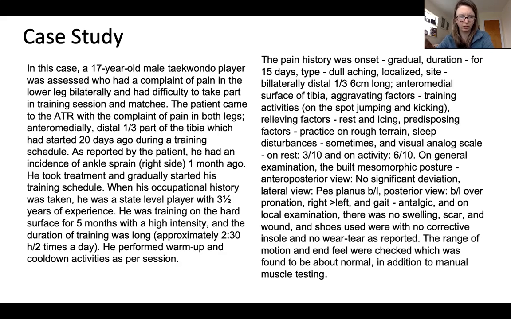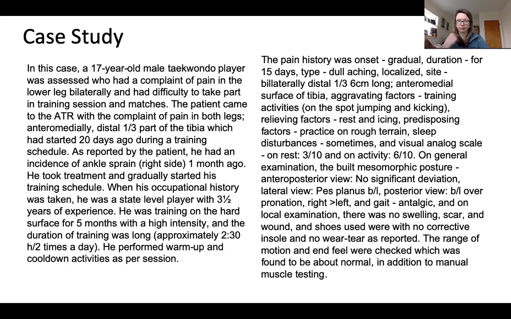When his occupational history was taken, he is a pretty high-level player with 3.5 years experience. He was training on a hard surface for 5 months with a high intensity, and the duration of training was long. Before training, he also performed warm-up and cool-down sessions for every activity and session. The pain history was gradual, about 15 days. It's dull, aching. It's localized, so it's that distal 1/3 of the tibia, 6 centimeters long. It's on the anterior medial surface of the tibia.